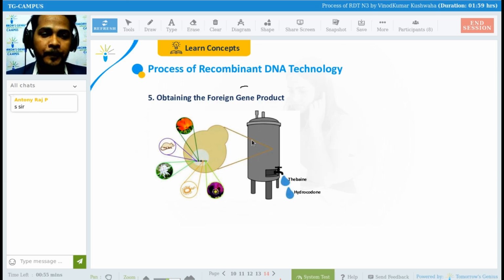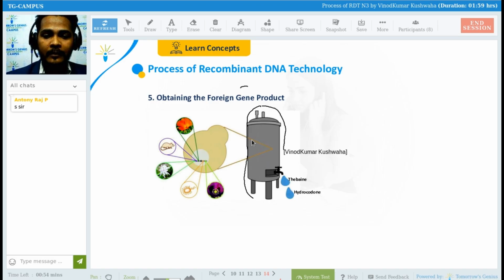So we talked about obtaining the gene of interest. We completed this part, right? Now, here you can see how to culture that rDNA, or we can say our desired bacteria, to obtain the product. So we require a bioreactor. You can see this is the bigger one. This container is called a bioreactor. In this bioreactor, you can culture your bacteria.